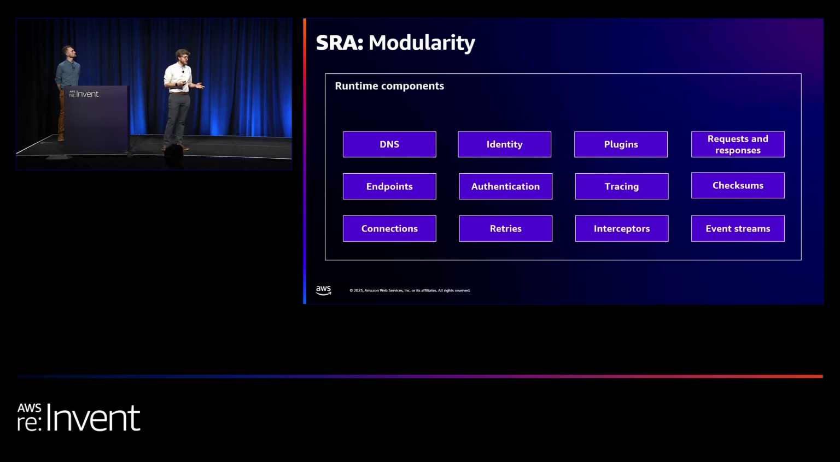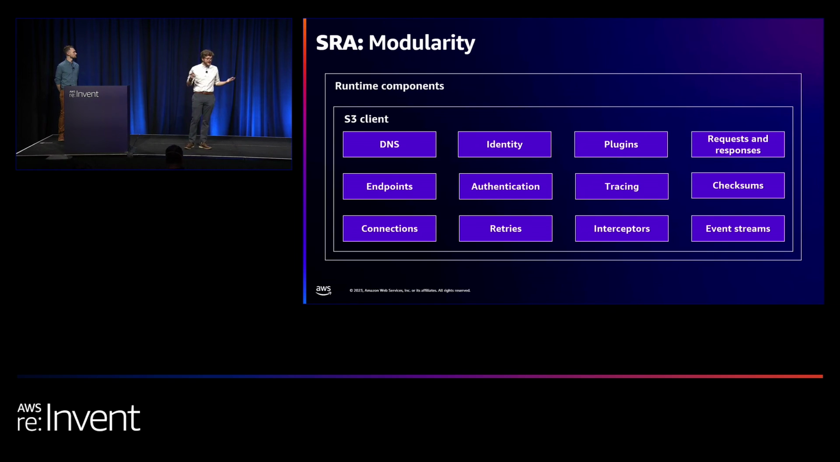What do we mean by modularity? Well, all of the common behaviors of that request pipeline, in the Smithy reference architecture, we've taken all of those and we've defined them as clearly delineated modules. We call these runtime components. Each of our different services can use some subset of the runtime components. For example, S3 needs to use all of the runtime components in order to perform all the operations it does.